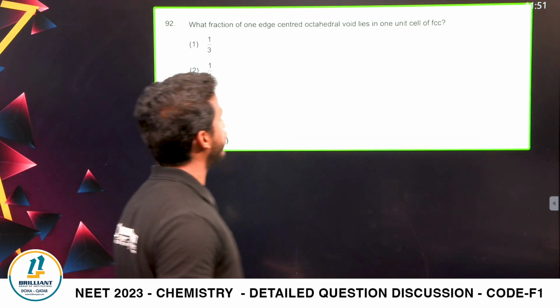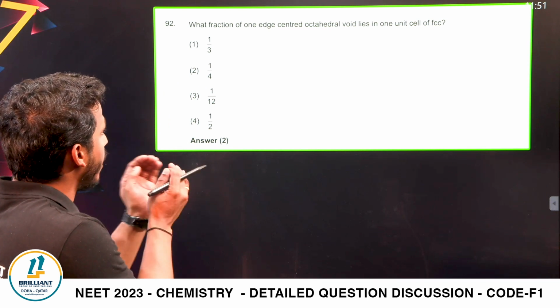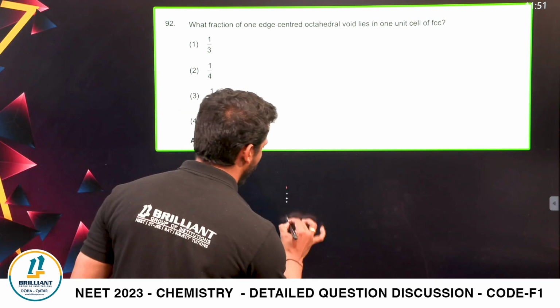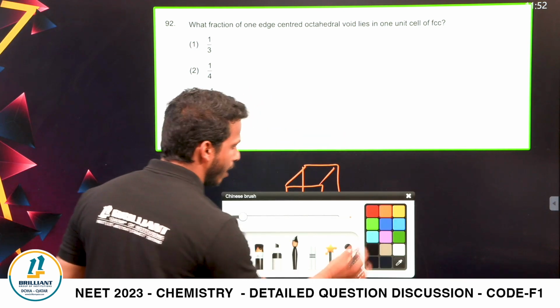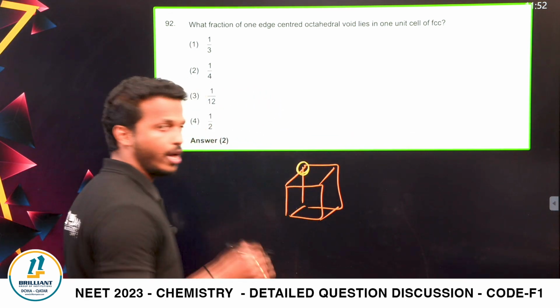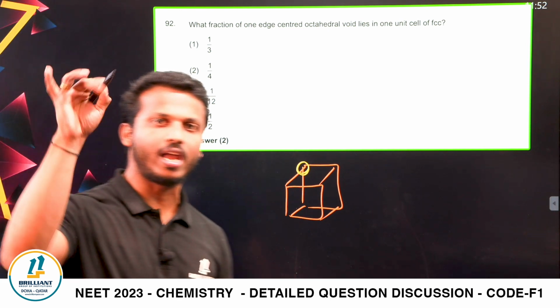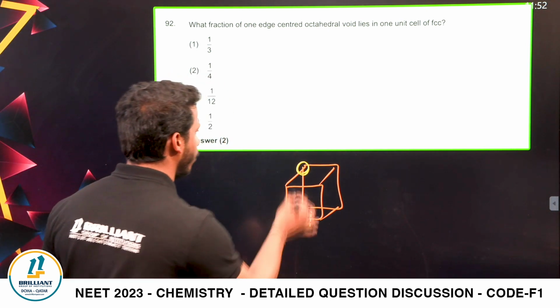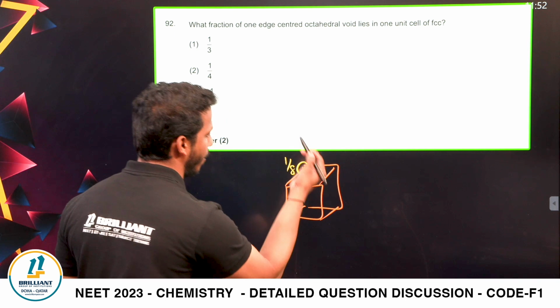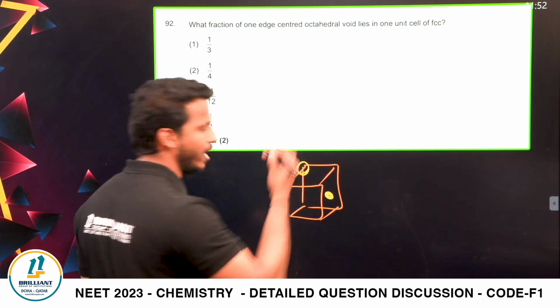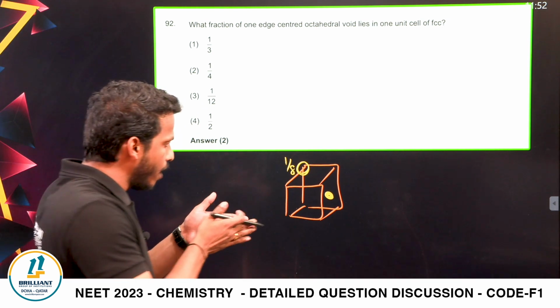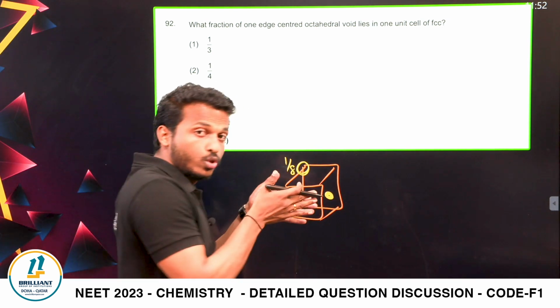Next, what fraction of one edge-centered octahedral void? So again from the chapter solid state. Dear all, we consider a cubic structure. You know, if a particle is present at the corner, a corner particle is shared by 8 adjacent spheres. So the contribution from the corner is what? 1 by 8. If the sphere is present at the center of the face, a face-centered atom is shared by what? 2 spheres, 2 unit cells.